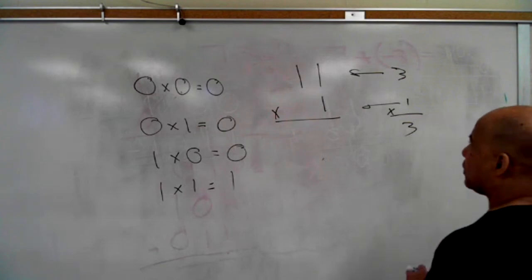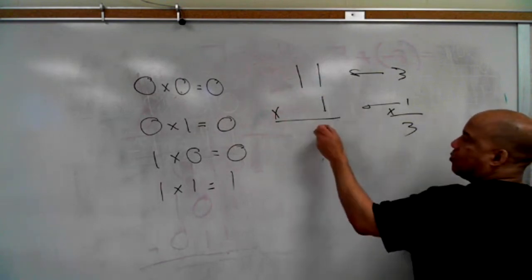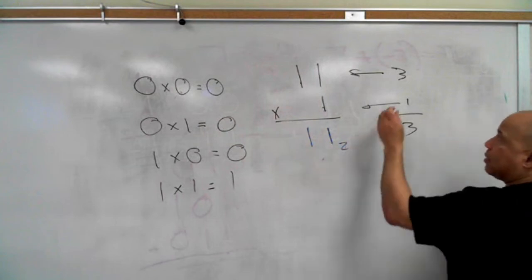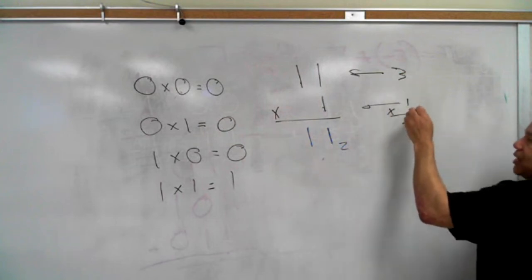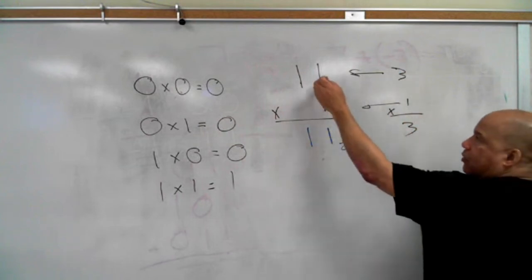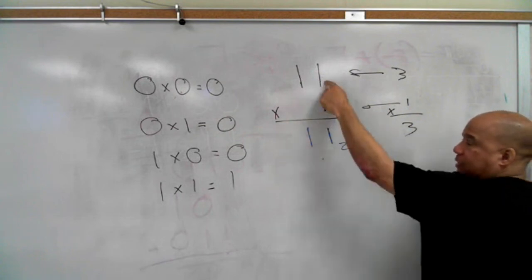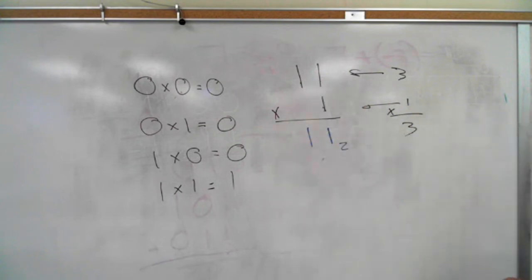And this one is actually pretty easy. I go 1 times 1 is a 1. 1 times 1 is a 1. So a 3 times a 1 is a 3 in base 10. A 3 in base 2 times a 1 in base 2 gives me the same thing, a 3. That one's kind of boring.